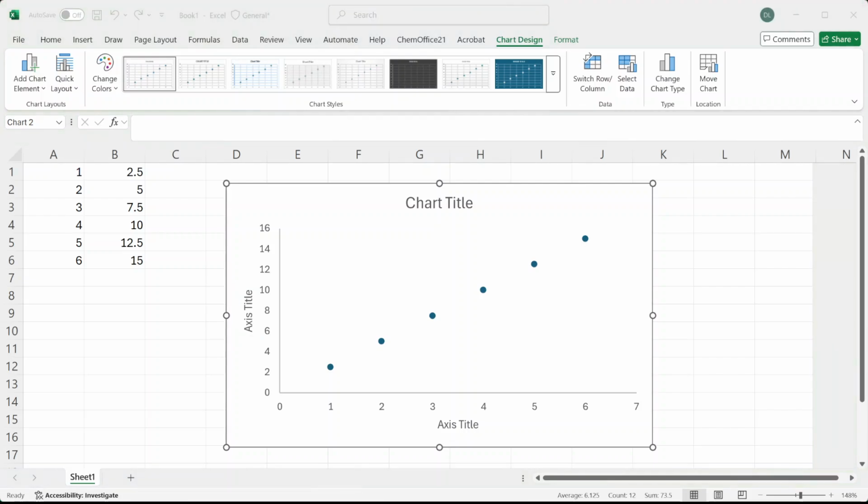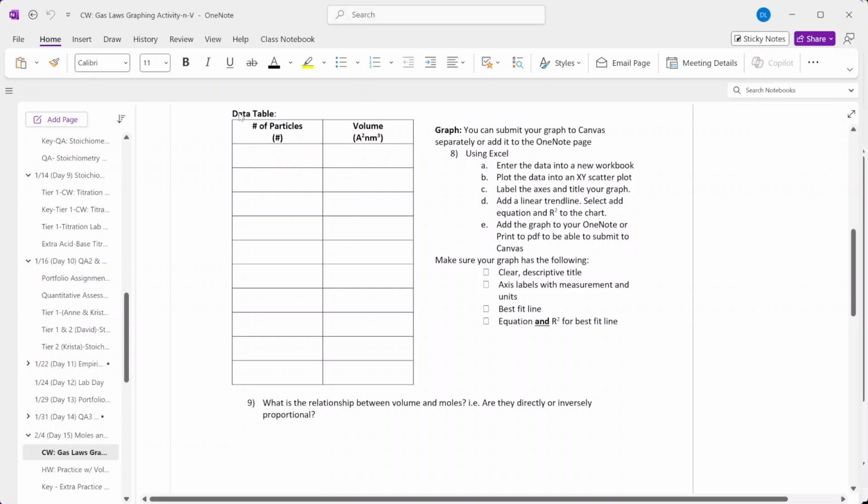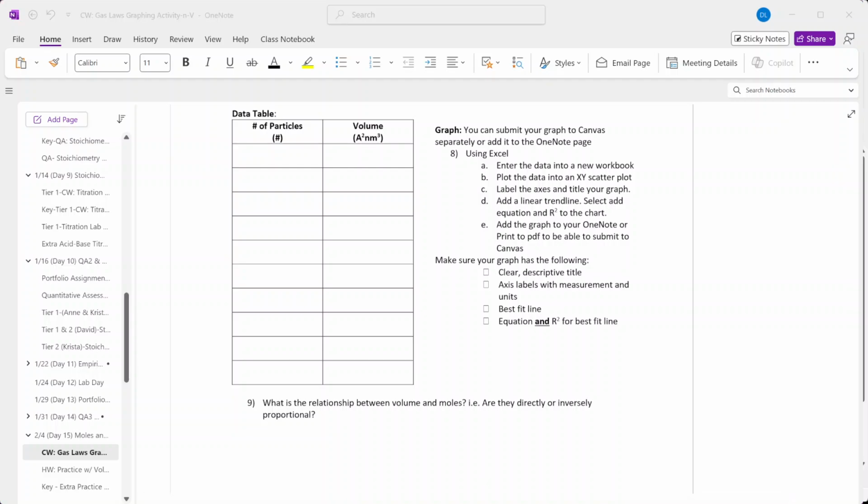So let's go back and look at the worksheet just so that you're aware that the information's there. If you look at the worksheet here, right, it gives you a type of measurement. So in this case here, it's the number of particles, and then the units are, well, just number, right, or count. The volume, right, that would be your y-axis, and this is the unit of measurement, nanometers cubed.